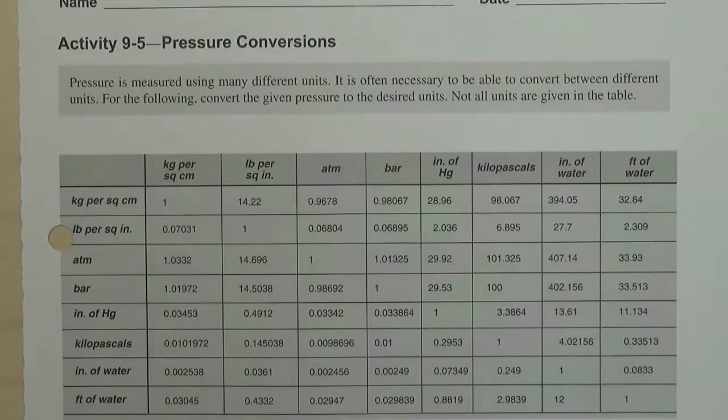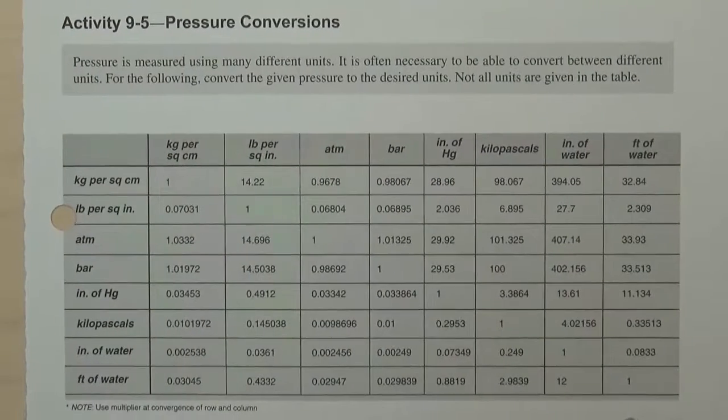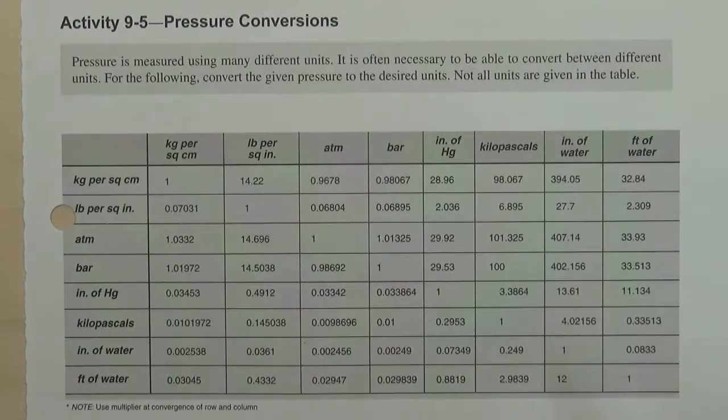Review Activity 9-5, Pressure Conversions. I've got a table here, which is the same one in your book on page 108. It's the exact same table as what I'm showing here under the camera. Pressure is measured using many different units. It is often necessary to be able to convert between different units. For the following, convert the given pressure to the desired units. Not all units are given in the table.